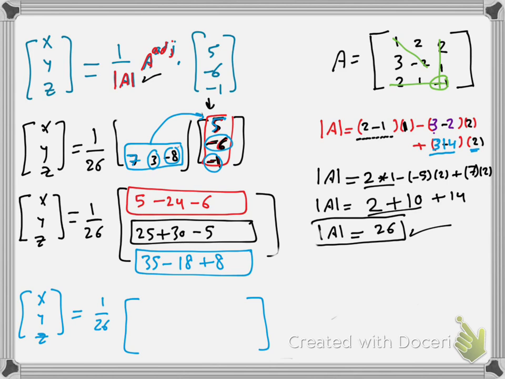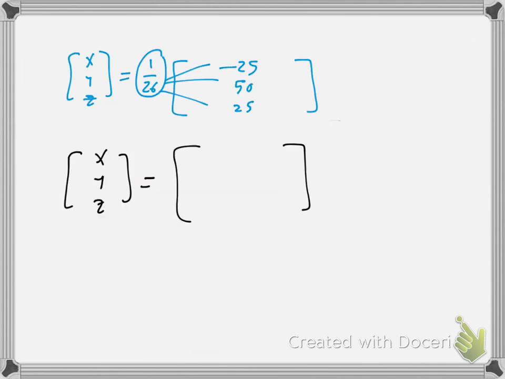Now let's simplify. I have here 5 minus 24 minus 6, which will become negative 25. And 25 plus 30 minus 5, which will become just 50. And 35 minus 18 plus 8, which will become 25. Then now I will multiply this number inside each one of those. Then it will become negative 25 divided by 26, and 50 divided by 26, and then 25 itself divided by 26.